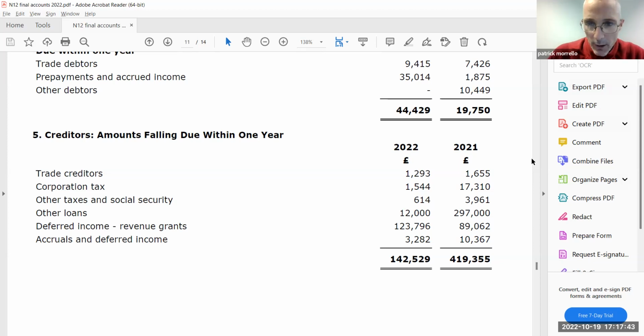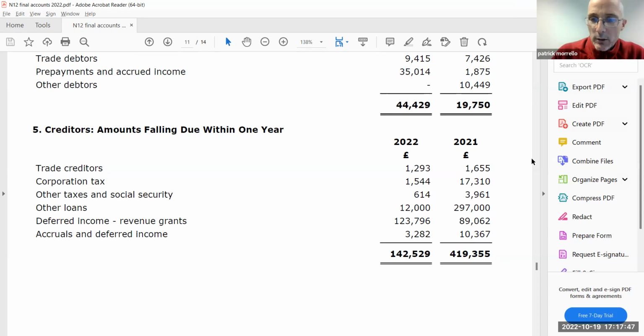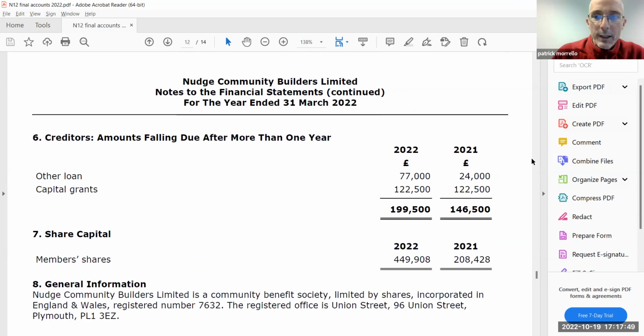There's a loan there of 12,000, which is actually 24,000 total, and the other 12,000 is due in more than 1 year, and is part of the other loan of 77,000. I think it's, well, the directors will know better, I think it's a Plymouth City Council loan. And there's a 65,000 loan from Rank, which is due in more than 1 year.